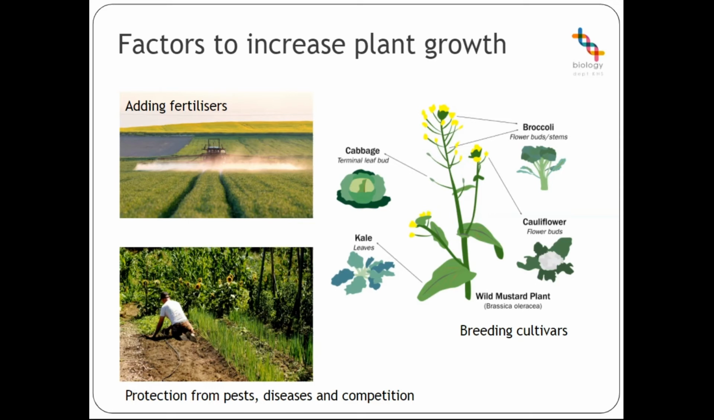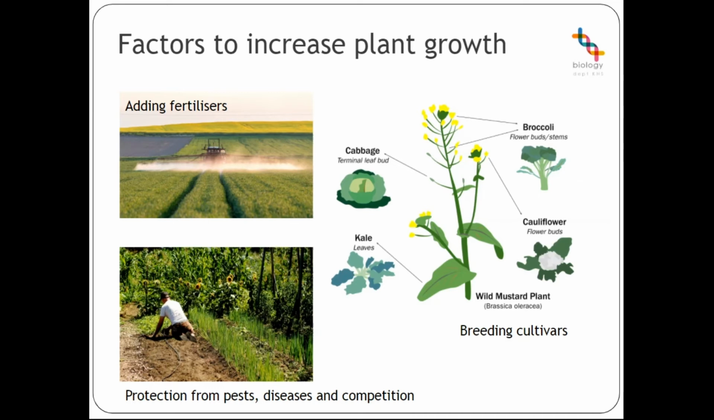So, for example, over many years, we have bred wild mustard plants. We've taken various areas from that and we've bred 4 main plants from it. We've bred cabbage, broccoli, cauliflower and kale, all come from what was originally a wild mustard plant.